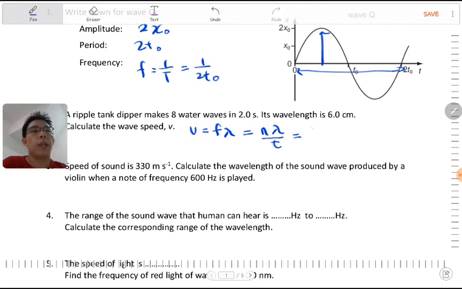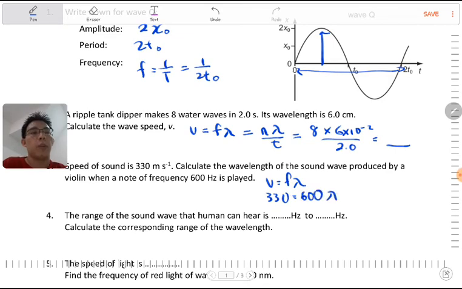And therefore we have 8 water waves. The wavelength is 6 cm. You can change it to meters, 10 to the power of negative 2, and then we divide by the time taken, then you should get the answer. Next, speed of sound is 330. Calculate the wavelength of the sound wave produced by a violin when the note has a frequency of 600. So this one we can use v equals f lambda straight away. So we have 330 equals 600 times lambda, and therefore you'll be able to find the wavelength.